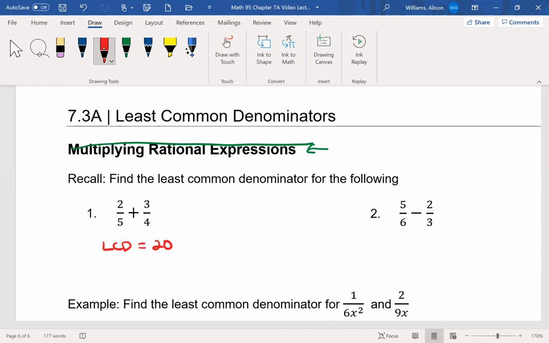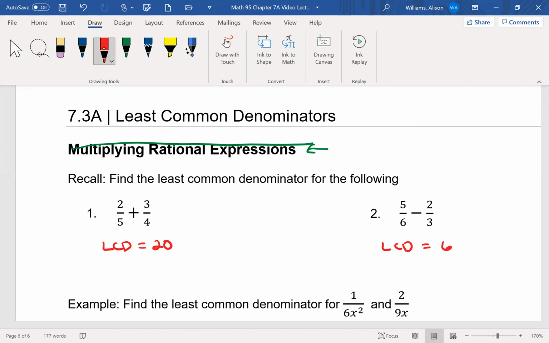Now, looking at this next one, though, a common denominator could be 18 if I just multiplied the two together. However, if I'm really paying attention, technically 3 goes into 6, which means I could just make 6 the common denominator. Both of the numbers divide into 6, and that would be the lowest common denominator. So when we're looking for common denominators, we don't just multiply the two of them together. We actually look at the numbers and see, is there something in common that's smaller than the two numbers multiplied?